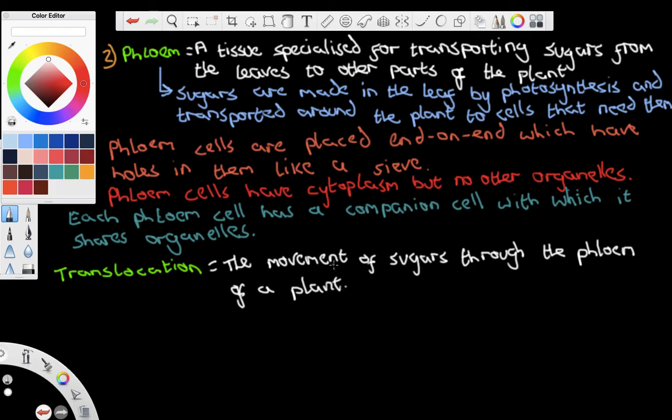Something that's important here, before we finish, a bit of extra information. Translocation happens in both directions. Transpiration streams move from the root up the plant, whereas translocation happens in both directions from the leaf.